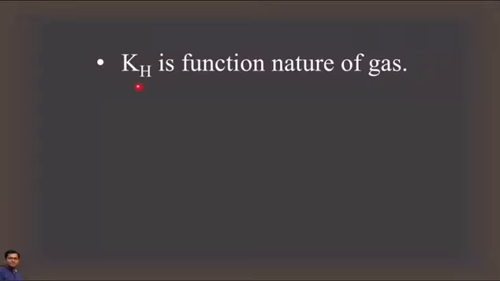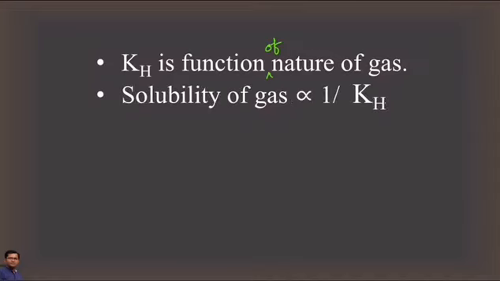Now we discuss something about Henry's constant. Henry's constant KH is a function of the nature of gas. So it means that the value of KH depends on the nature of gas. Second, solubility of a gas is inversely proportional to the KH value. This means if a gas has a higher value of KH, its solubility is low, or if a gas has a low value of KH, its solubility in a particular solvent is high.